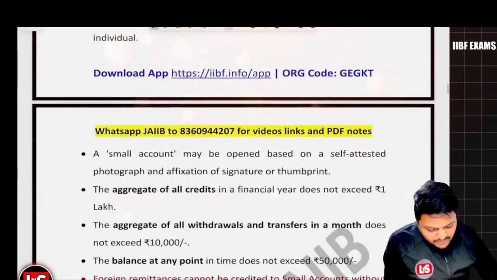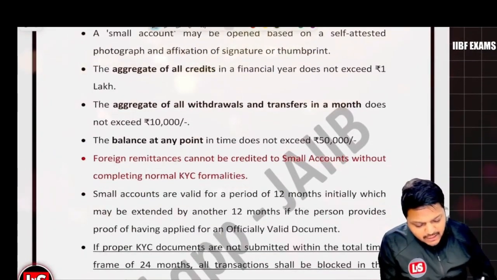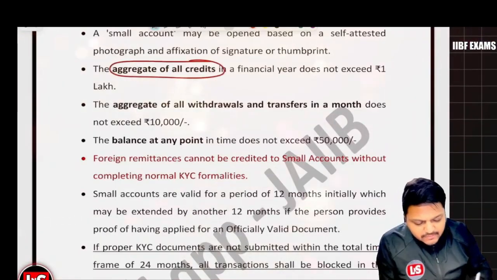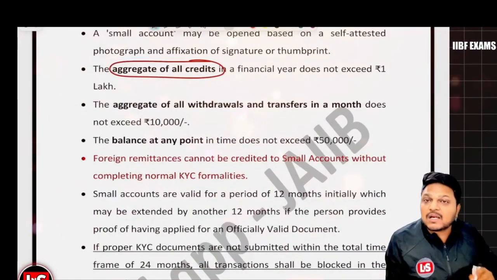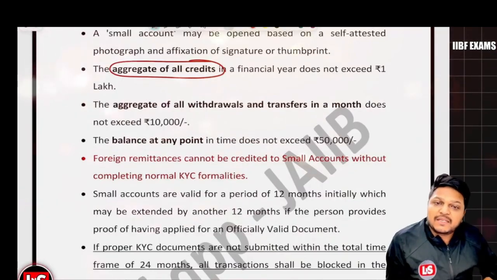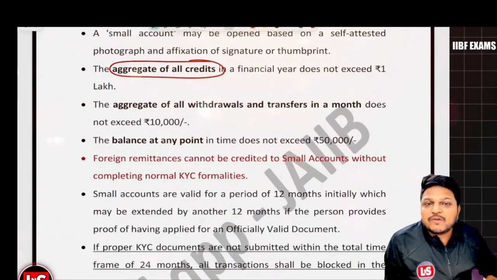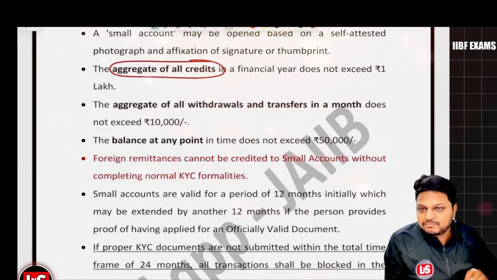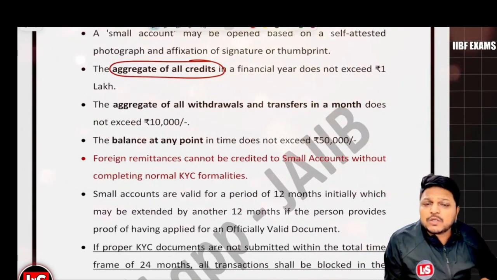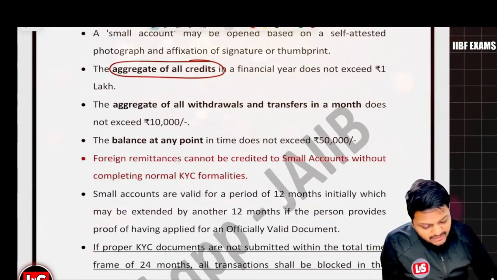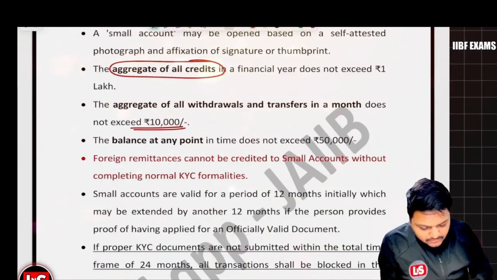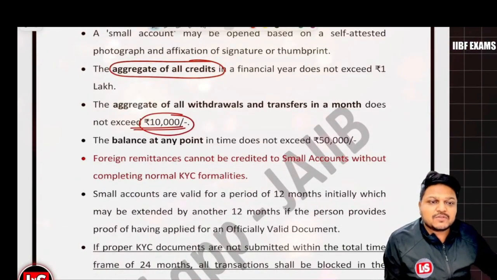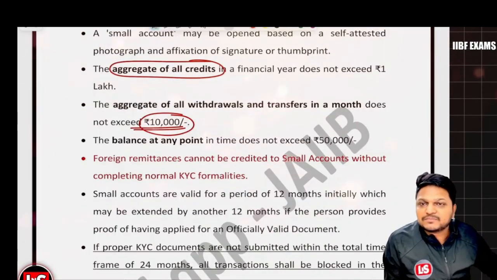Okay. And what are the restrictions in it? The first restriction is related to the aggregate of all the credits. So the total amount of the credits which can be credited into this account in the complete year should not be exceeding rupees 1 lakh. So in the complete financial year, you cannot be depositing more than rupees 1 lakh in total. And further also, the total withdrawals and transfers in a month should not be exceeding 10,000. Clear?